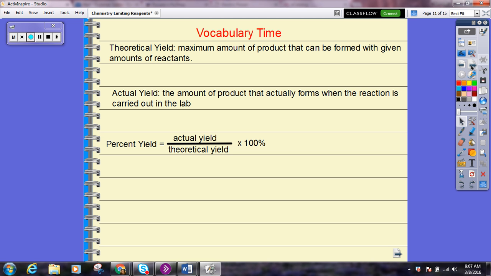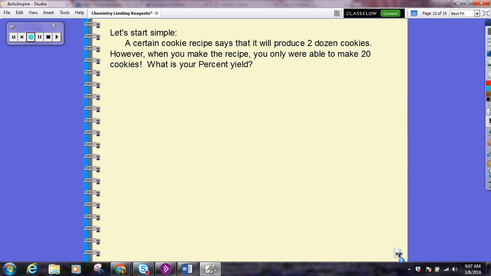Now we also need to know the formula of how to calculate this. So percent yield is the actual yield, what I really came up with, divided by what I should have had, and this number is multiplied by 100% to give it a percentage. So let's go take a look at an easy example. Again, let's stick with the food idea. A certain cookie recipe says that I'm going to produce 2 dozen cookies. However, when I make the cookies, and this always happens to me, I only have 20 cookies.